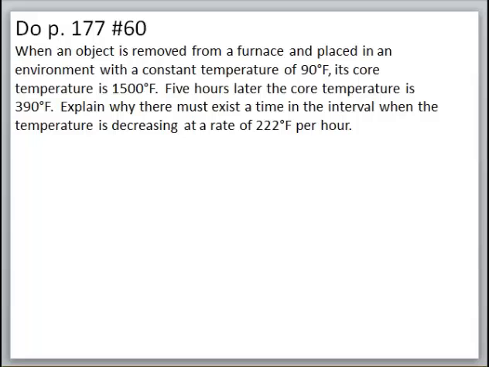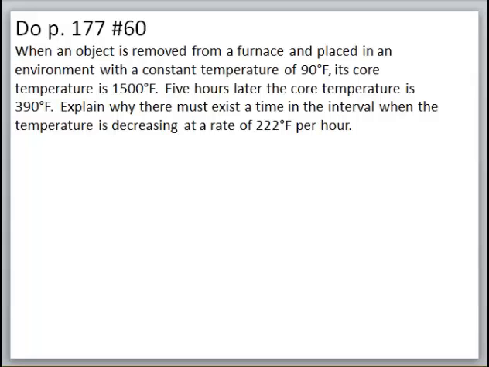The last problem for this section is talking about an object being removed from a furnace and placed in an environment with a constant temperature of 90 degrees. It says its core temperature is 1500, but 5 hours later the core temperature is 390. Explain why there must exist a time in the interval where the temperature is decreasing at a rate of negative 222 Fahrenheit per hour. So what that's talking about when it's talking about rate is its derivative. We're going to use the mean value theorem to help us do that.